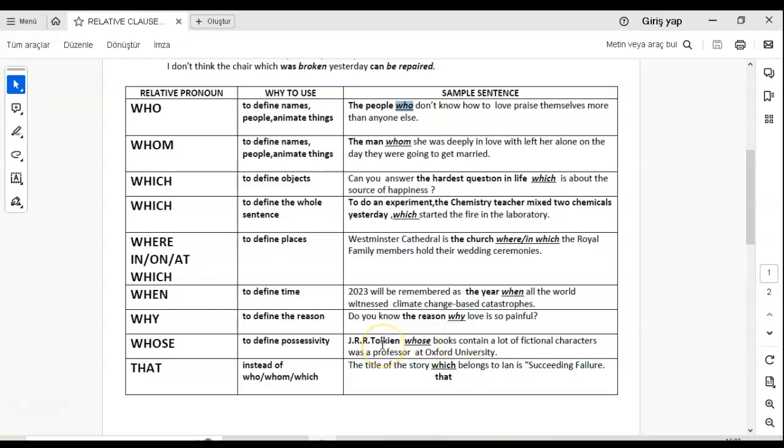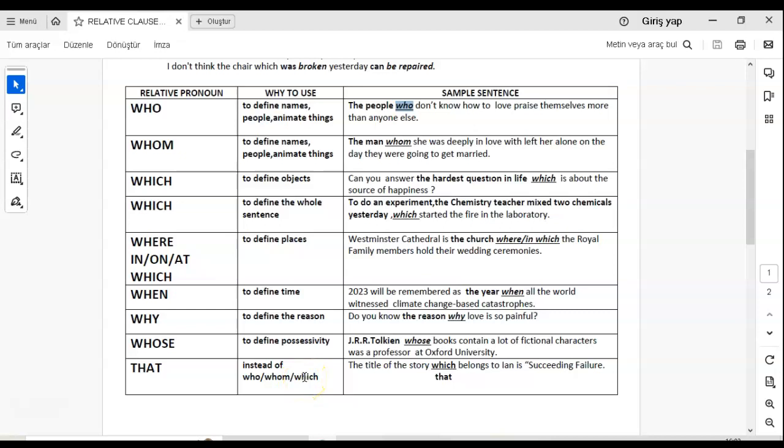For example, we're talking about J.R.R. Tolkien, and so you say whose, and so you use it for possessivity. And then comes books, the books of J.R.R. Tolkien, or we can say his books, and instead of his, we use whose. And that is used instead of who, whom, and which.